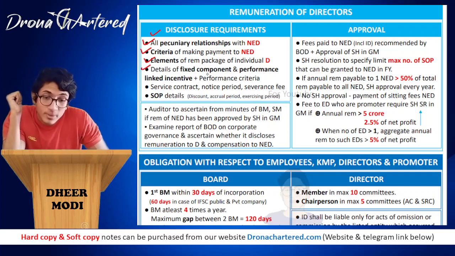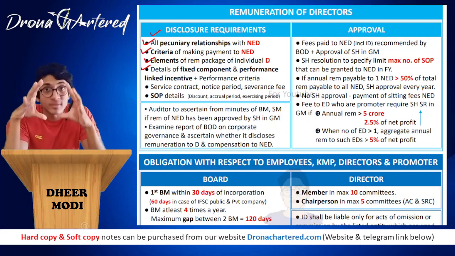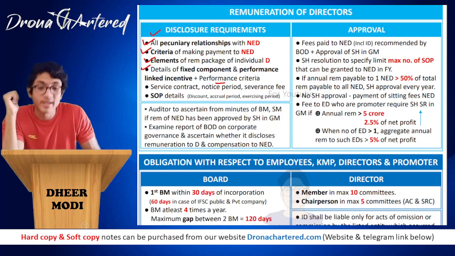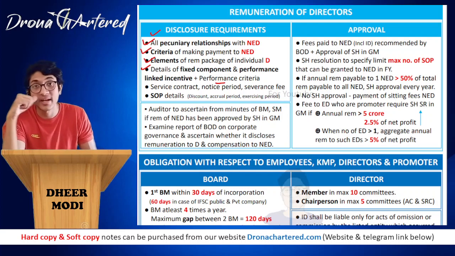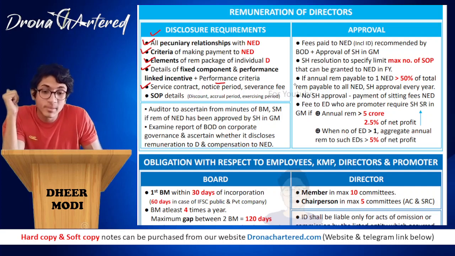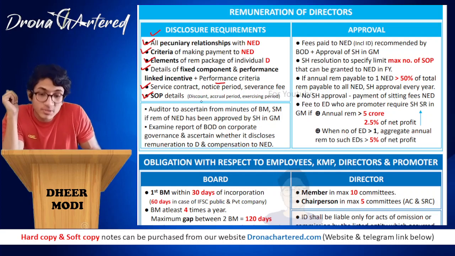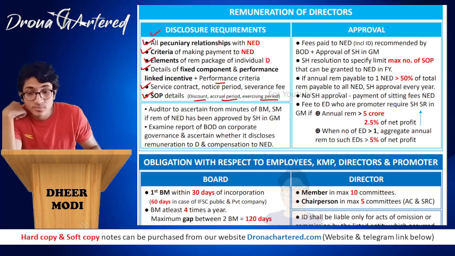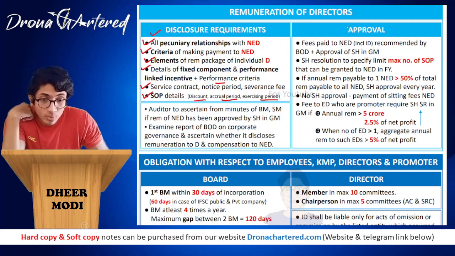Details of fixed component and performance linked incentive. How much of the salary is fixed and how much is performance based. And plus performance criteria also. That means that what is the performance criteria on which you are paying them. Next is your service contract, notice period, severance fee, everything has to be disclosed. And last is your SOP details. So SOP is your stock option, that is your discount, accrual period, exercising period, all of this has to be disclosed.